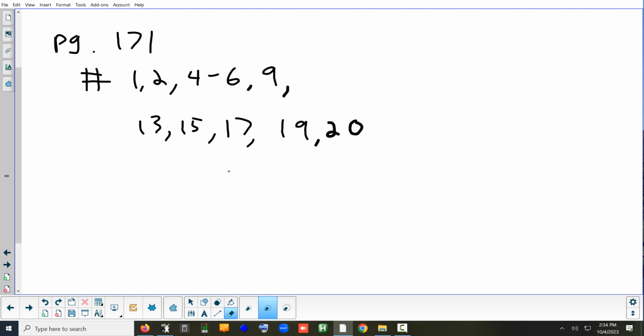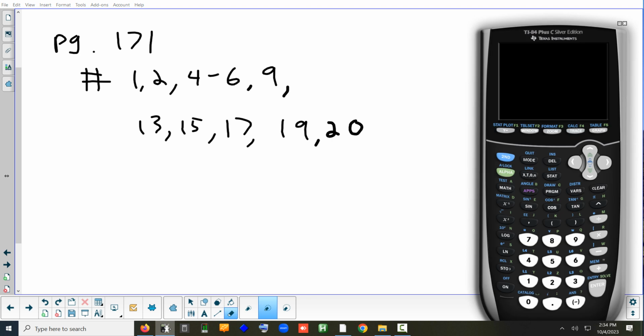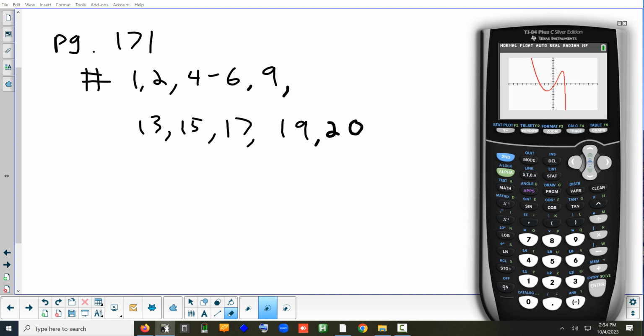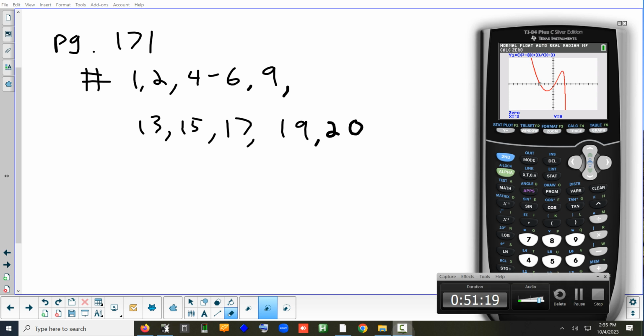And some of the problems say use a graphing calculator to find the roots. Do people remember where that is? If you have to calculate a root? Second calc. Right. So actually, let's say I want the root of this one. Second calc 0. Pick a point that's to the left. Pick a point to the right. Do your guess. And it says the root is at -3. How did you plug in the whole entire equation again? Because I did it.